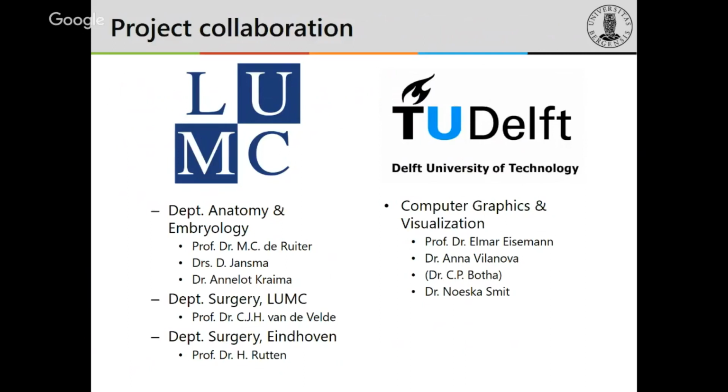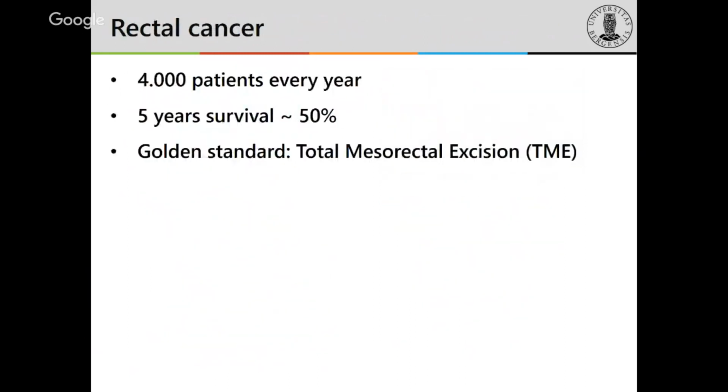Now, this project in particular dealt with a certain disease, and that disease was rectal cancer. So colorectal cancer is the third most commonly occurring cancer in men and the second most commonly occurring cancer in women. So it's quite common. And in the Netherlands alone, there's over 4,000 patients every year for this disease. And the 5-year survival rate for this disease is only 50%. That means that 50% of the patients die within 5 years. Now, luckily, there is a treatment for this disease, and it's a surgical treatment called the total mesorectal excision.